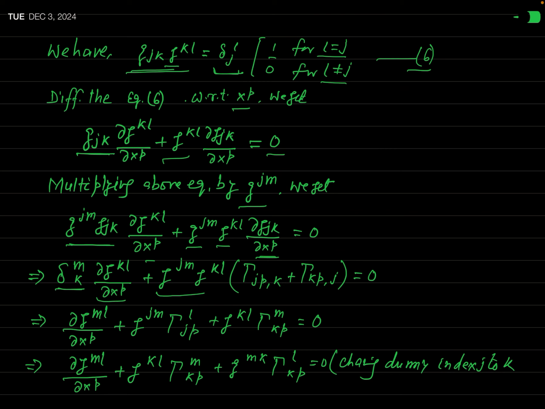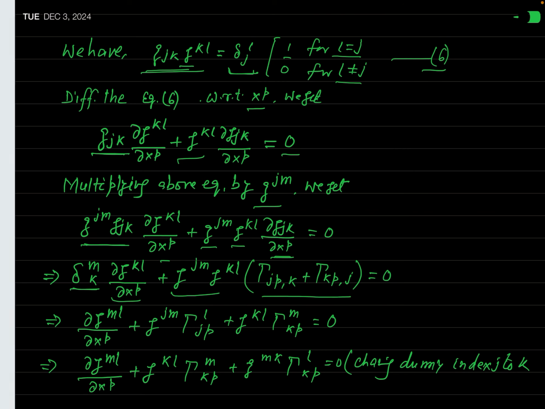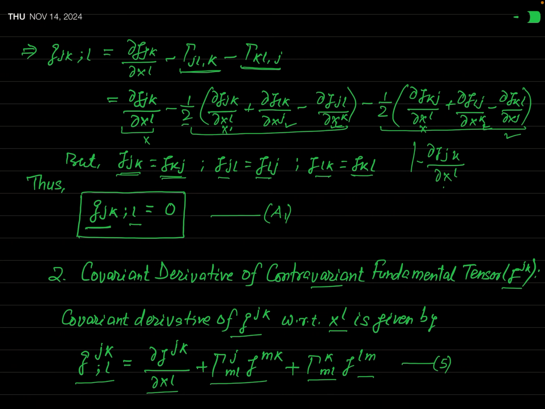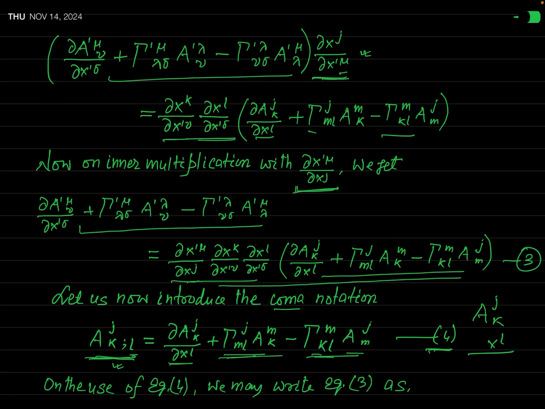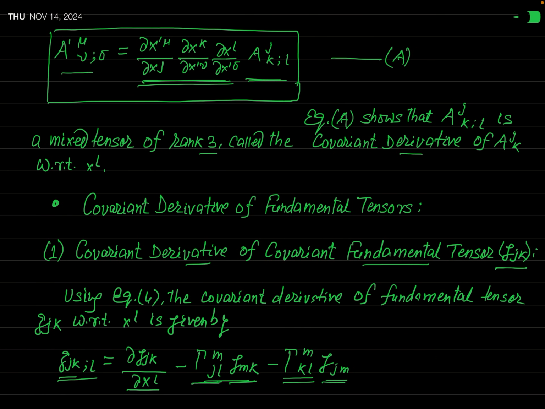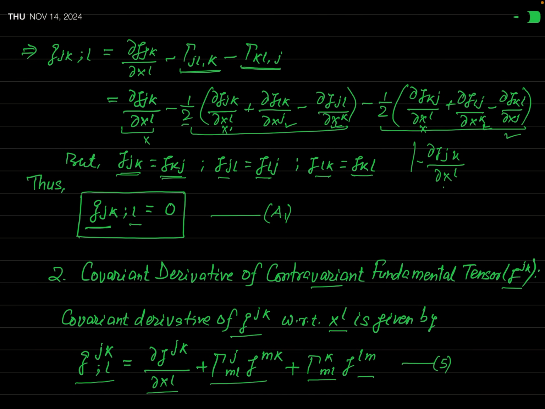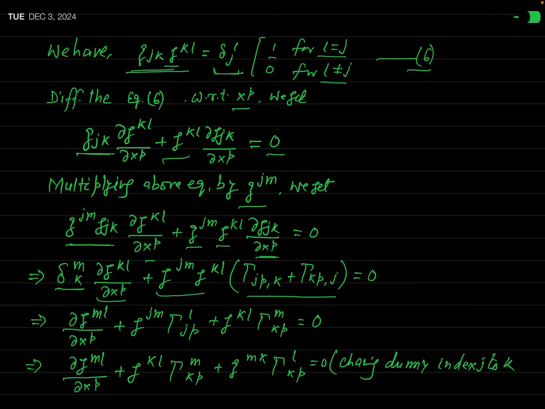For this del g jk by del xp, you may write this much. How can you write it? You can see this result, when actually we have defined here this relation. Actually, this is the property of the fundamental tensor. You can see, so instead of this, you may write like this.